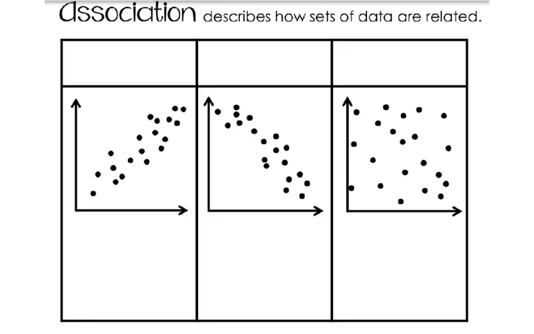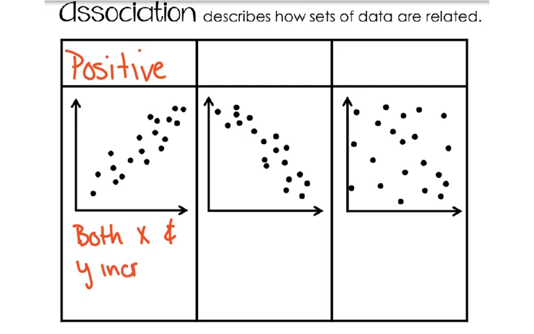The association between these two sets of data describes how the sets of data are related. We have three different types of association. So we have positive. When we have a positive association, both X and Y increase. We can see the points are generally increasing or moving in that direction.